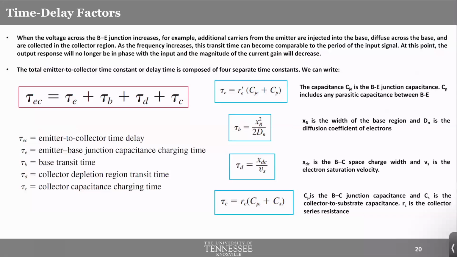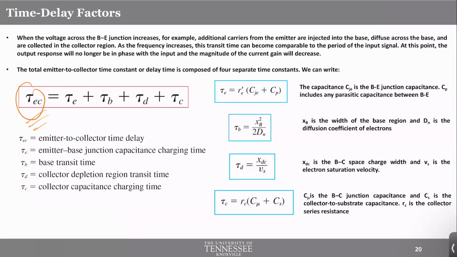Finally, this is practically the final concept that we'll cover in BJT. This is the time delay factor. So we care about the time it takes to go from emitter through base all the way to collector. That directly translates into the speed of the BJT. And I wanted to show you this, the transit time from emitter to collector.